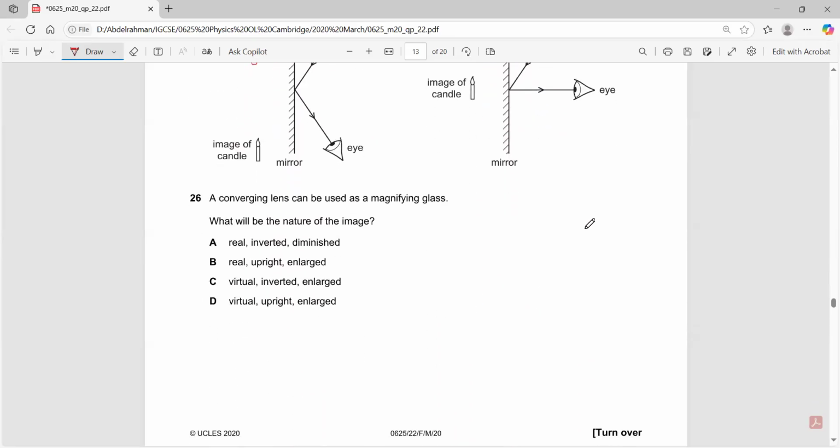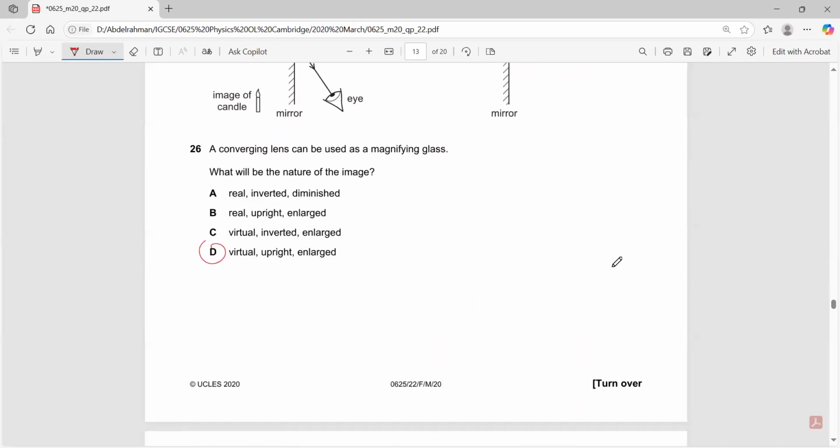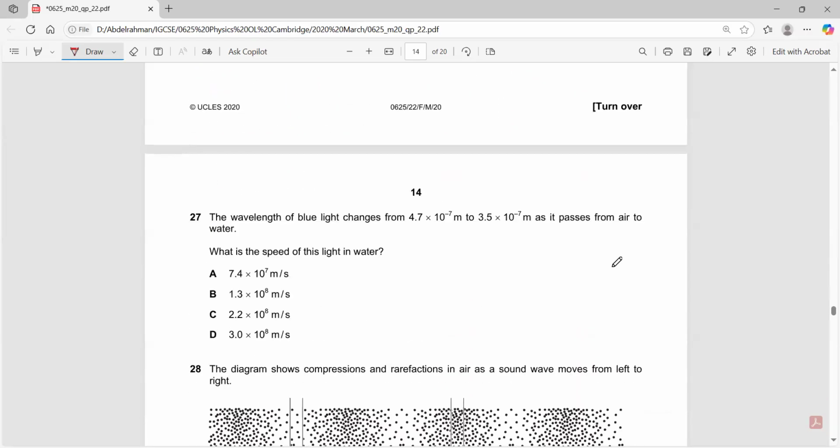A converging lens can be used as a magnifying glass. What will be the nature of the image? Virtual, upright, and enlarged. Virtual because it's a magnifying glass.